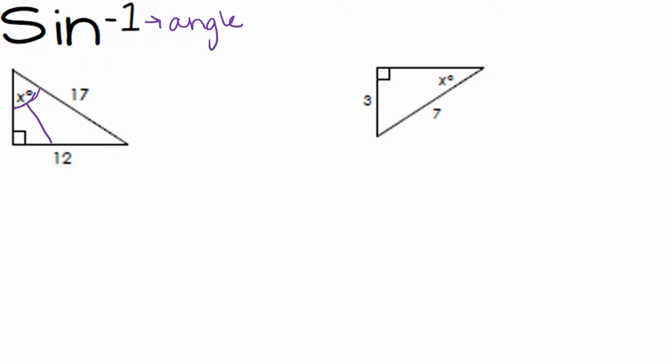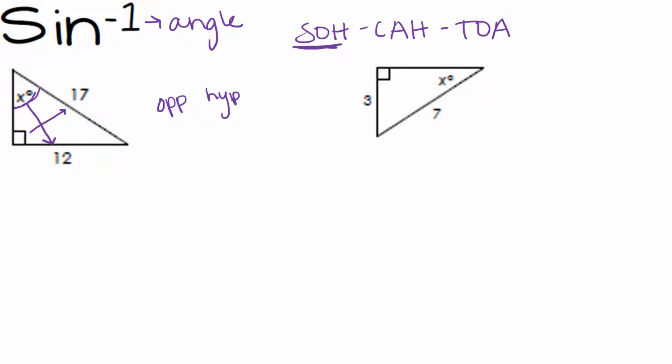Notice we're given the 12, which is opposite the angle I'm talking about, and 17, which is the hypotenuse. So I have opposite and I have hypotenuse. If we think back to SOHCAHTOA, which one of these deals with opposite and hypotenuse? Hopefully you'd be thinking sine, because we are on that sine inverse tab. So I know I'm dealing with sine.